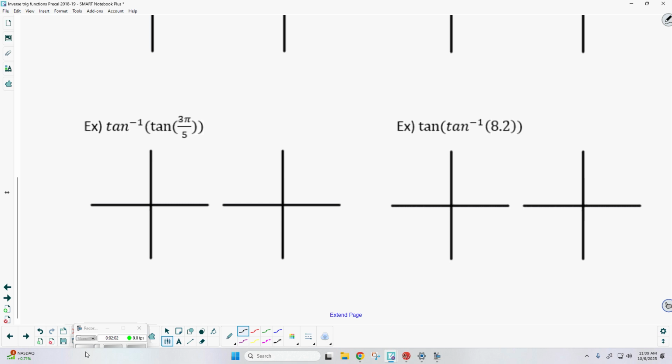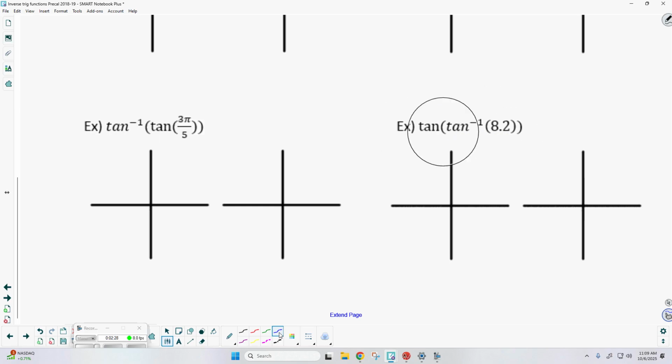All right, so we're going to do this last one first, and I'm going to have you try one on your own. So it says tangent of tangent inverse of 8.2. Okay, so when we're dealing with a composition of functions, remember we're working 2 functions back to back. The answer that I get for the inside function, I'm going to plug that directly into the outside function. That's how we continue through the composition to get our answer.